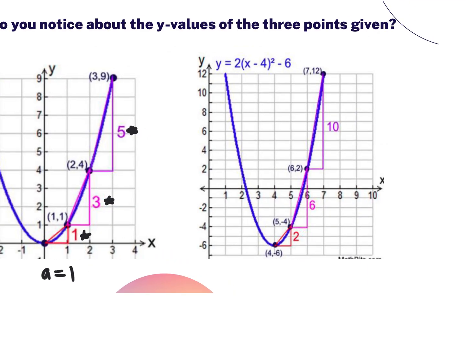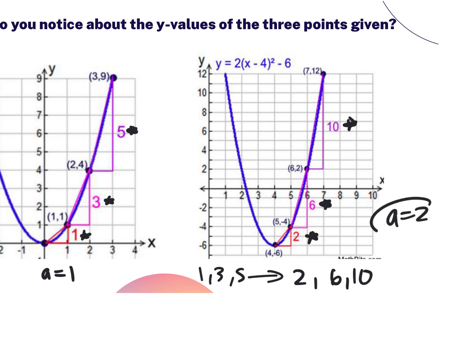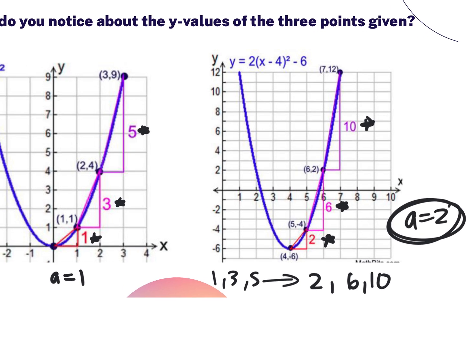Compare that with this next graph, where your pattern or your values between those perfect points is 2, 6, and 10. So 2, 6, and 10, what that tells me is that I multiplied 1, 3, and 5 by something. Now, what did I multiply it by? I multiplied them by 2. They all doubled. So that tells me my a-value is 2 for the second graph.